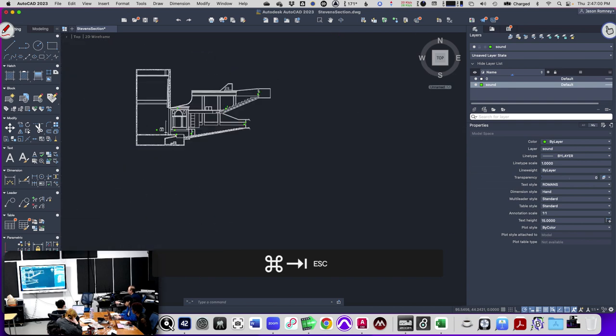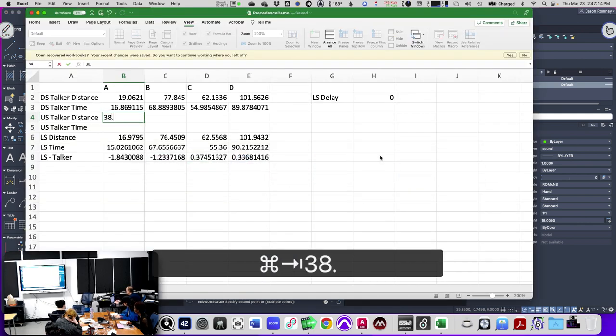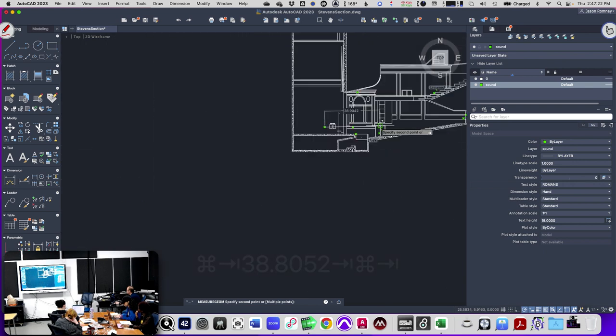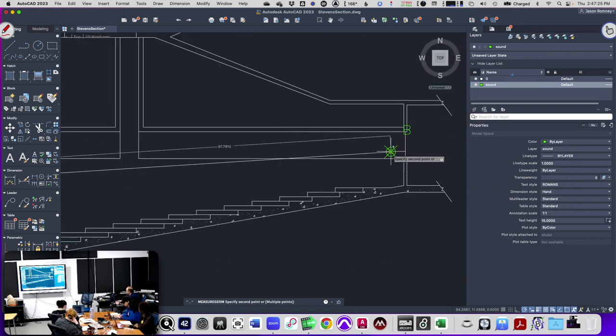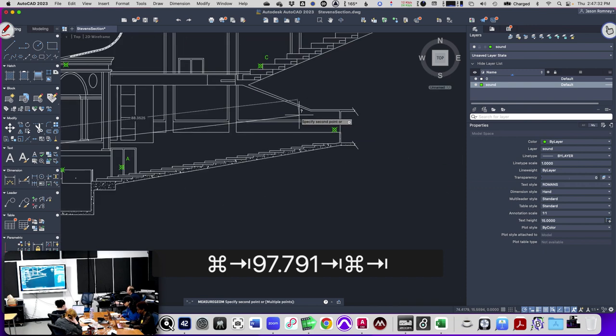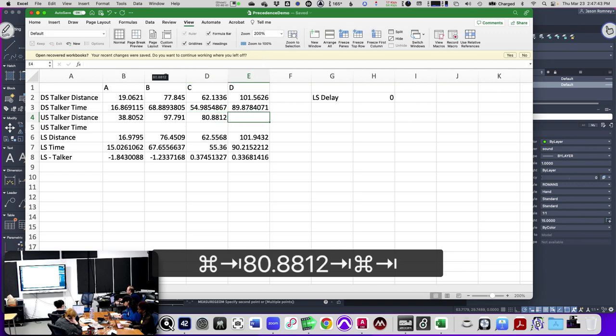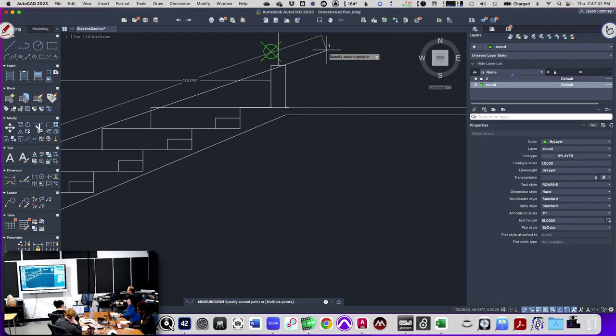So from the upstage spot, I'm going to go to seat A, which is 38.8052. Okay. And to seat B is 97.791. To seat C is 80.8812. To seat D is 120.1202.